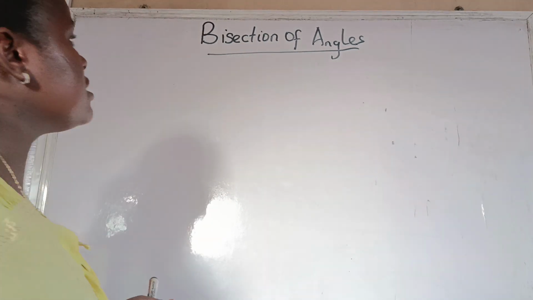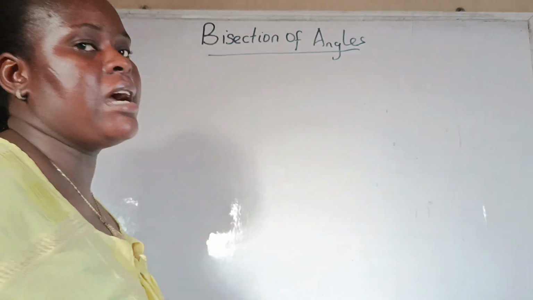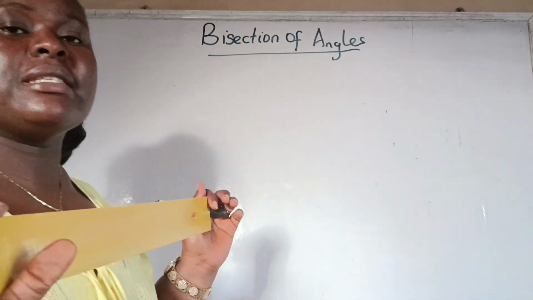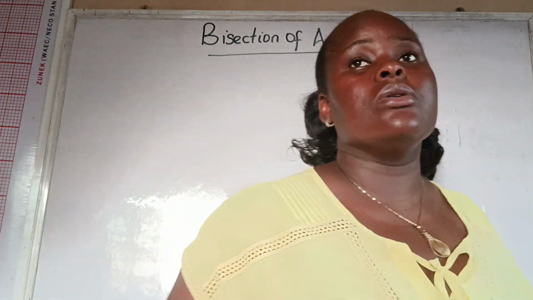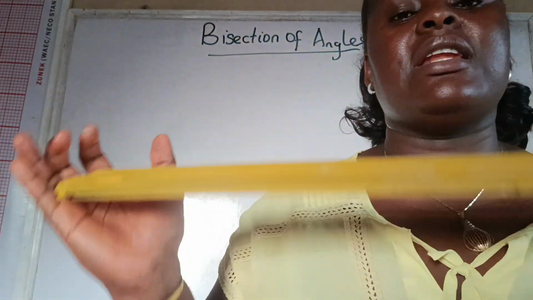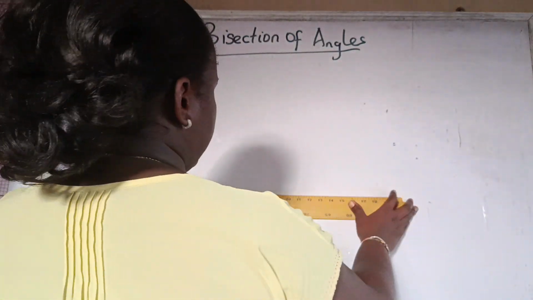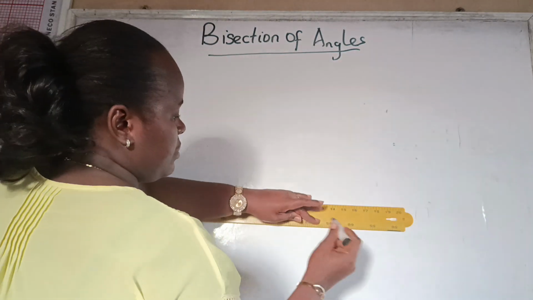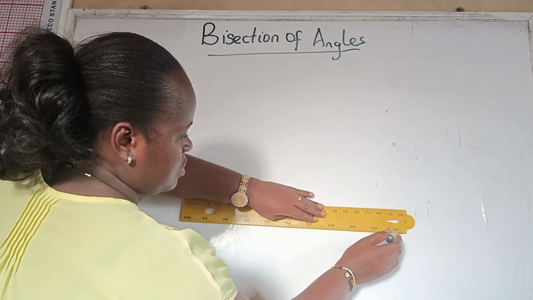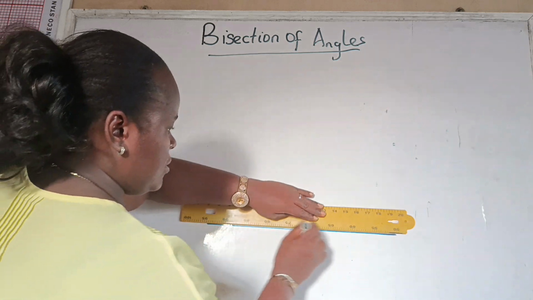So today we want to look at bisection of angles. We want to see how we can bisect our angles. To get started, we need to have an angle so that we can bisect. So I'm going to be drawing an angle. I'll get my angle drawn on this line.